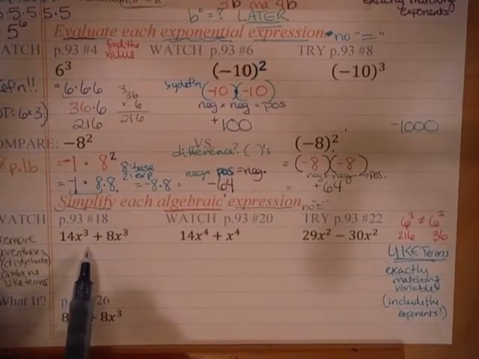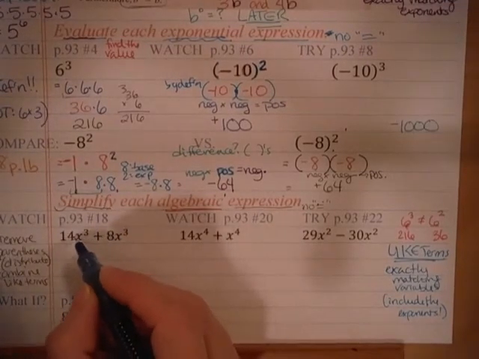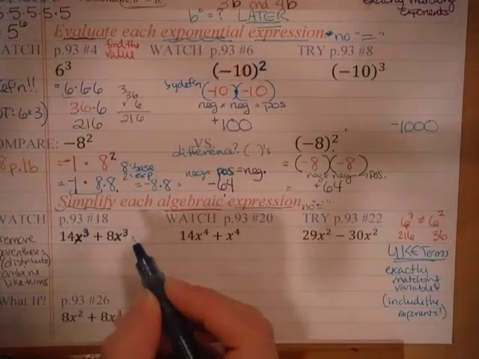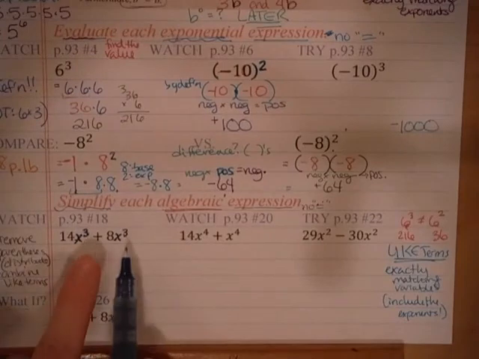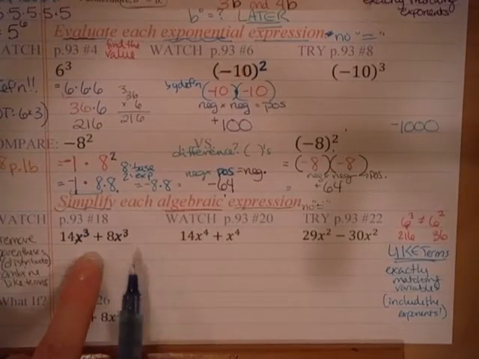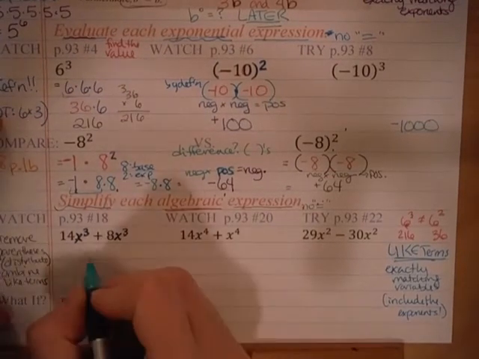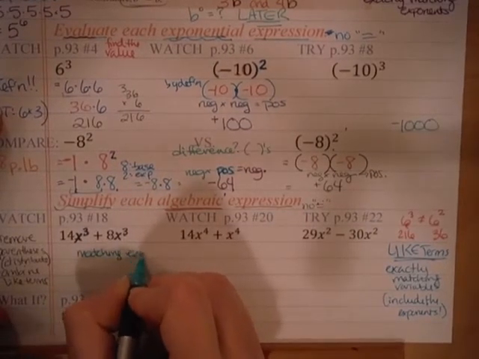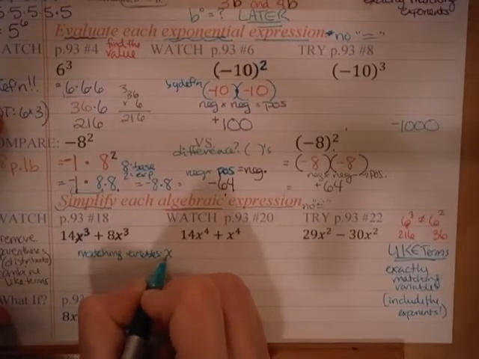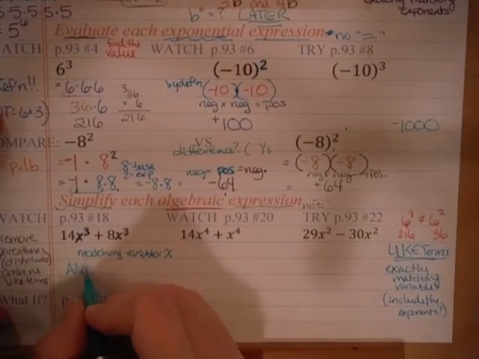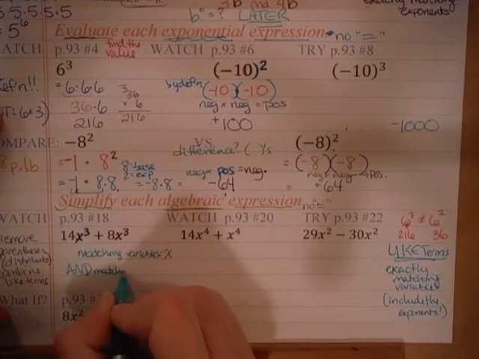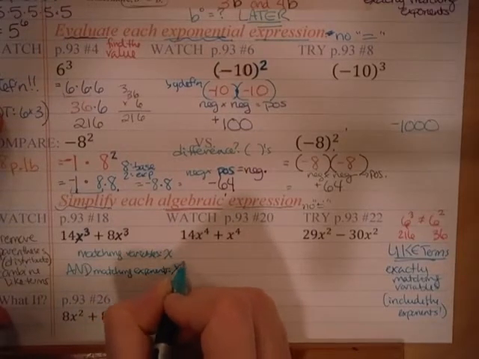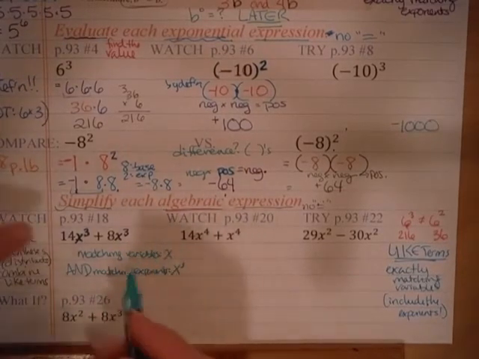But let's look at this here. Number 18, 14x cubed plus 8x cubed. Both the variable and the exponent have to match here. So we have matching variables, x, and matching exponents. They're both x cubed. They meet the requirements here, so we can go ahead and add.